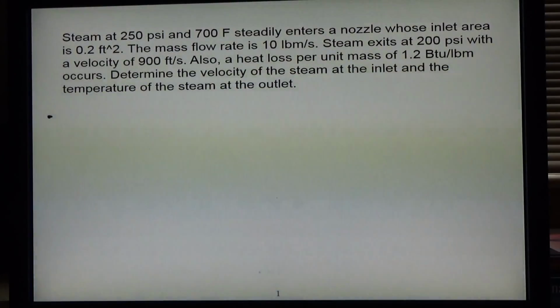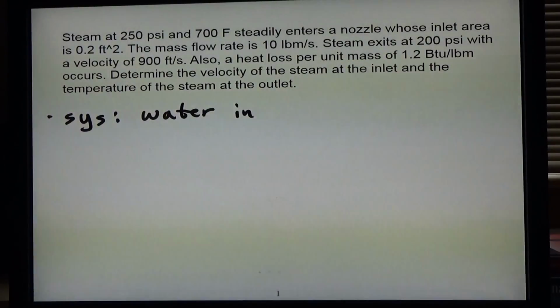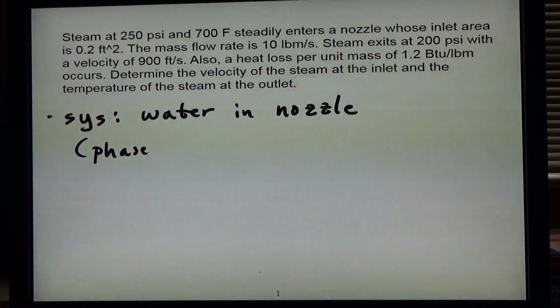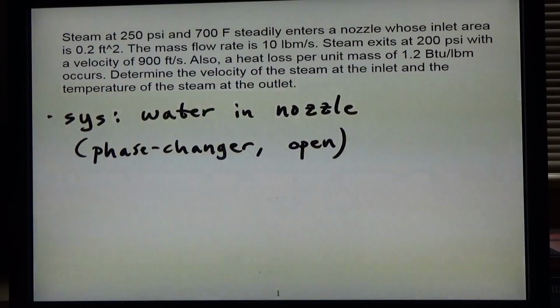So we'll start by setting this problem up, defining the system. So in this case, the system, we have steam, or in other words water, in a nozzle, where water is a phase change substance and the nozzle is an open system. So that's our system for the sketch.